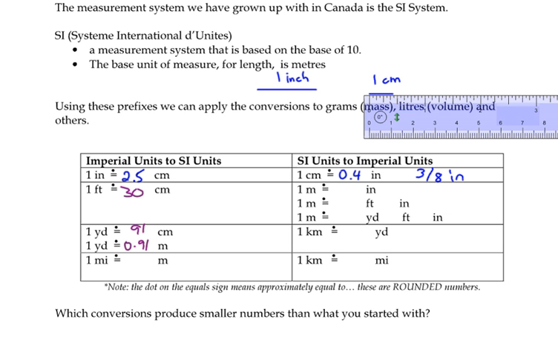How many kilometers are in a mile? You'll notice if you run. Approximately 1.6 kilometers. So that's 1,600 meters.